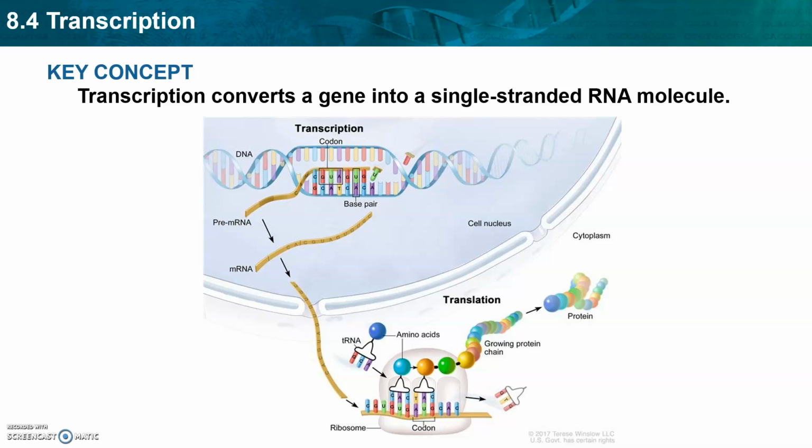So what we're talking about in transcription is going to be how we go from a gene, which is a segment of DNA, and we use that gene to make a single-stranded RNA molecule, as you can see outlined here in this diagram. This is going to be happening inside the nucleus, so we're just focusing here on transcription today. Translation will be the focus of our next presentation, and that will happen outside the nucleus. So again, we're just focusing on this initial part of transcription happening inside the cell's nucleus.